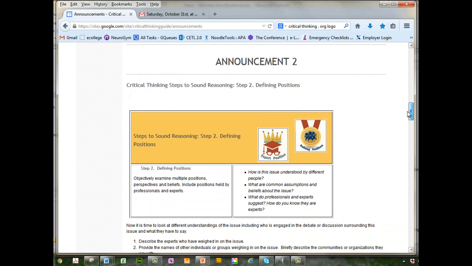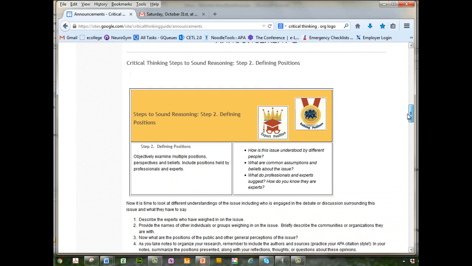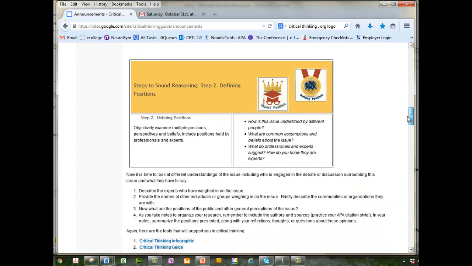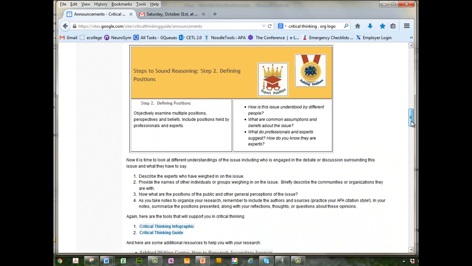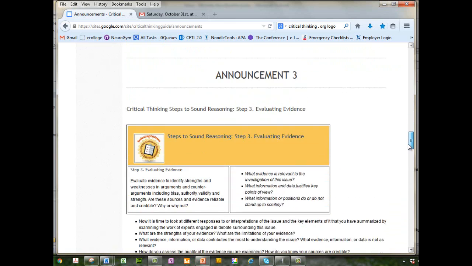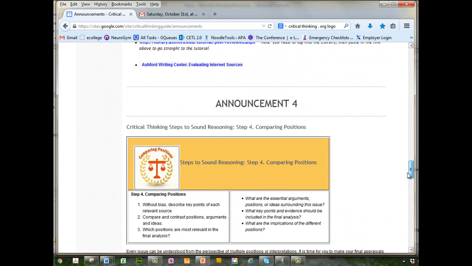So in week 1, they would see this intro to critical thinking and step 1. In week 2, the announcement would be posted with critical thinking step 2, defining positions. They're going to define the expert and the common assumptions. And this exact same information is also in the discussion board of week 2. Same with week 3 and so forth.